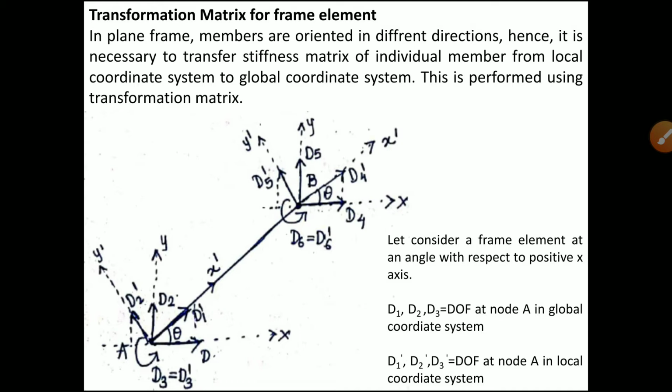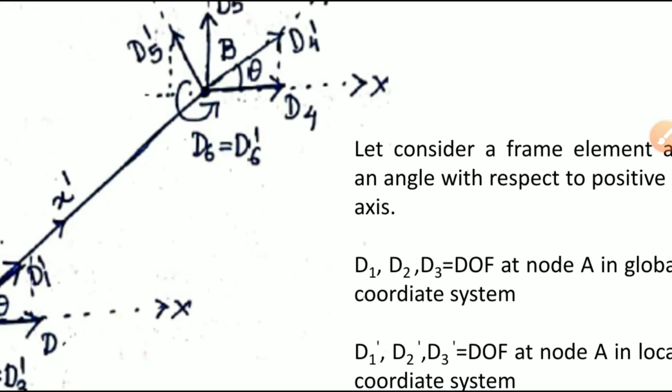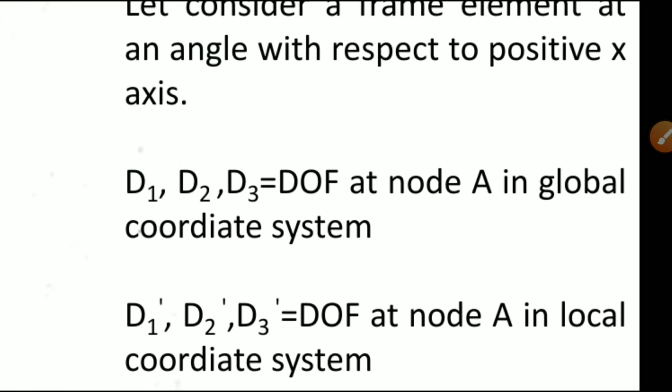Now we know the local coordinate system and the global coordinate system. This we have also seen in truss analysis, the transformation matrix of a truss element, in local coordinate direction and in global coordinate direction. Here these degrees of freedom are considered: d1, d2, d3 are in global coordinate direction at node A, and the same degrees of freedom with dash sign, d1 dash, d2 dash, d3 dash, are the degrees of freedom at node A in the local coordinate system.